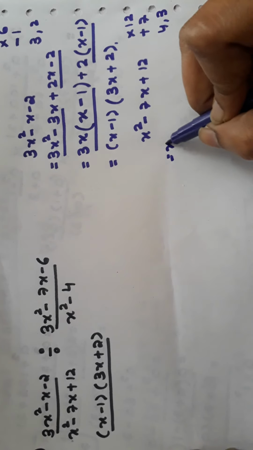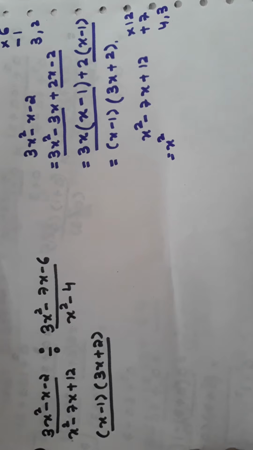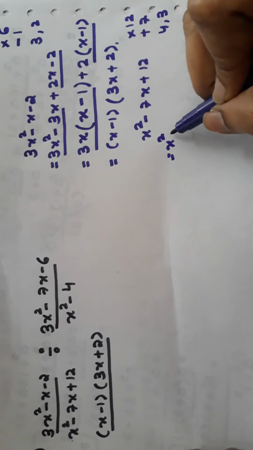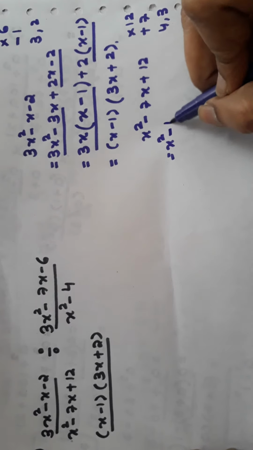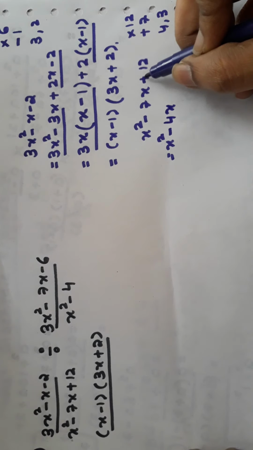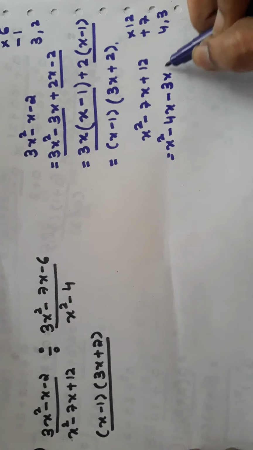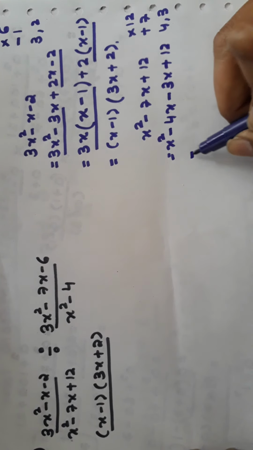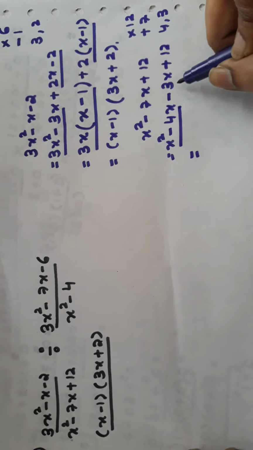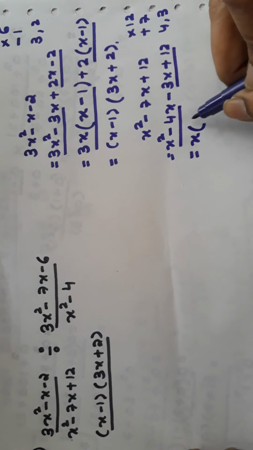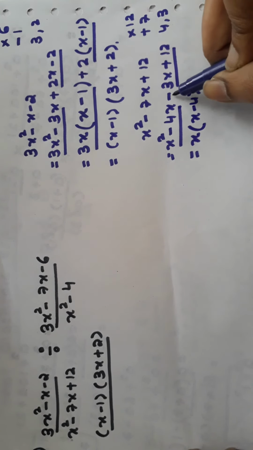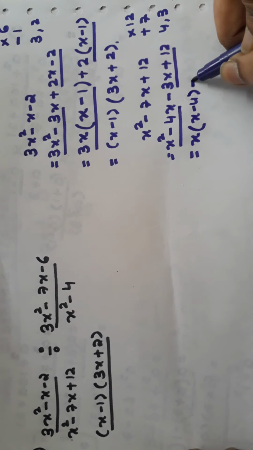So, keeping all the other terms the same, split the middle term. The sign is also the same. The bigger number is 4: x² − 4x − 3x + 12. Pair up the first two terms and the last two terms. x is common in both the terms: x(x − 4). Since here it is minus, you will take minus common.